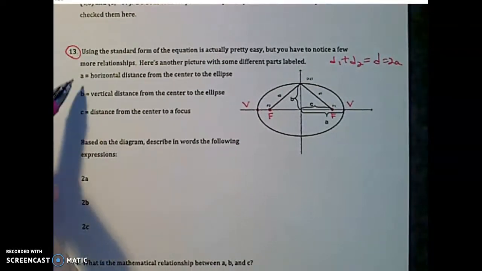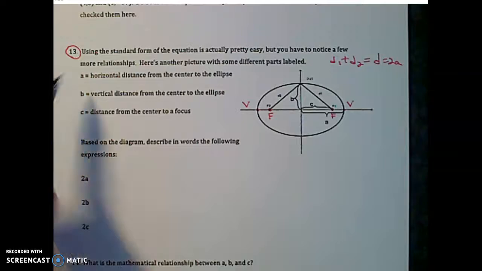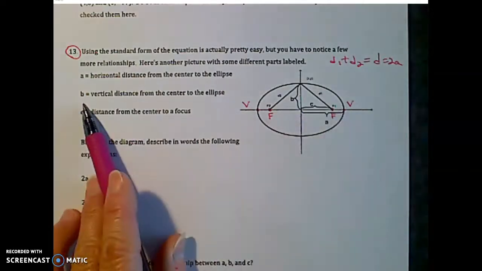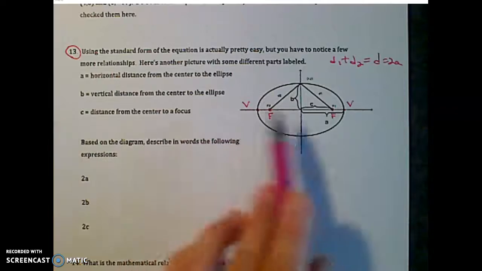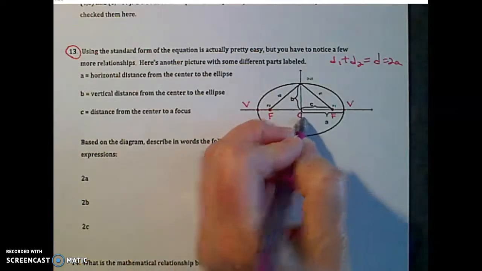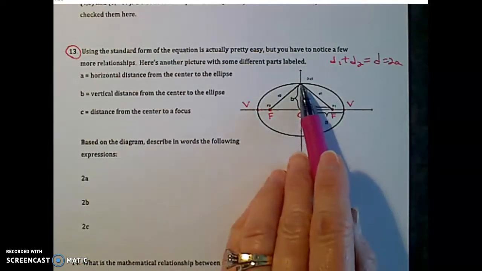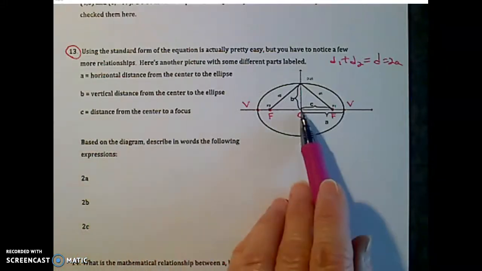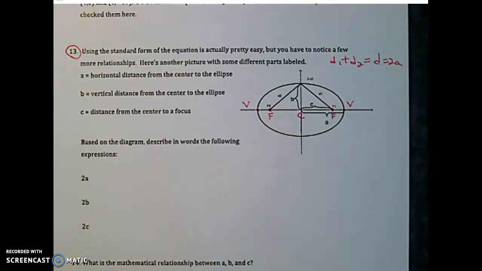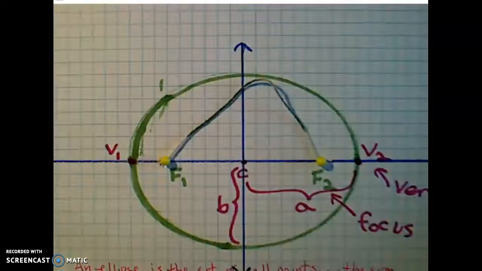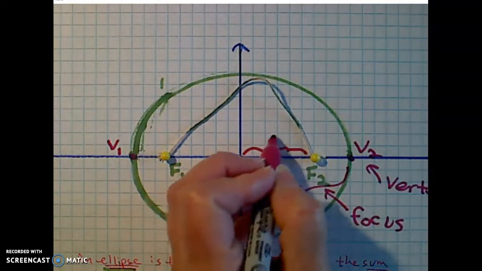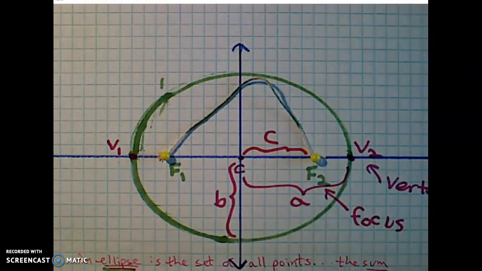So let's define a couple of things. A is always defined as the horizontal distance from the center to the vertex. B is defined as the vertical distance from the center, I can call that the center of my ellipse, to the ellipse. And C we define as the distance from the center to the focus. Center to focus is always C. I should label that on my ellipse maker. The distance from the center to the focus is always C. And we'll come back to that.